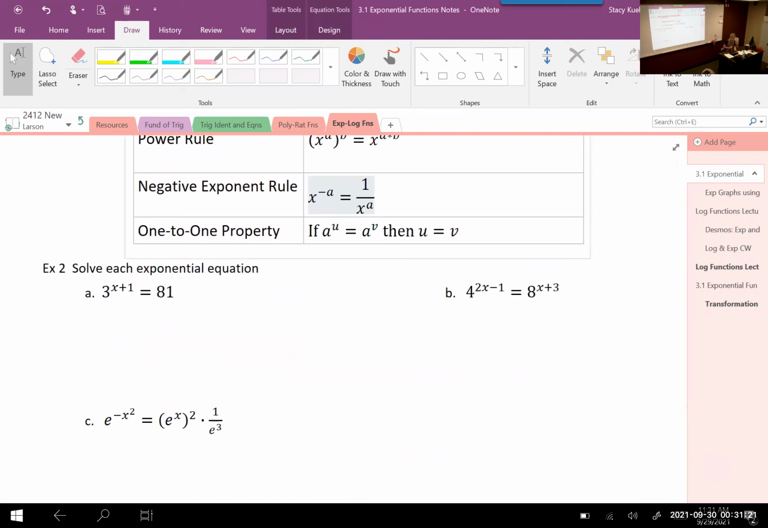So we have a couple of examples that we're going to look at here. I want to solve these exponential equations using our exponent rules as well as the one-to-one property.